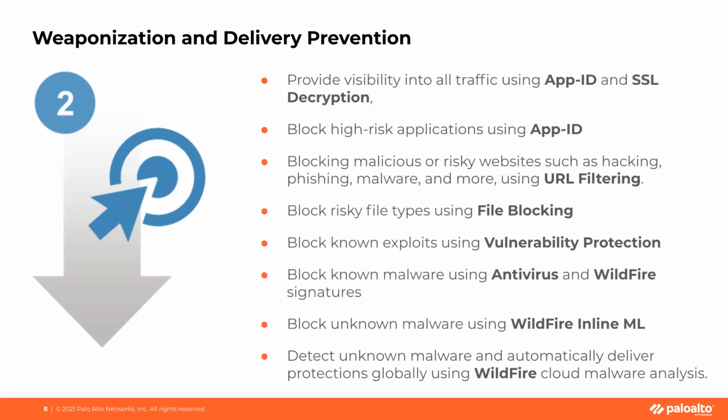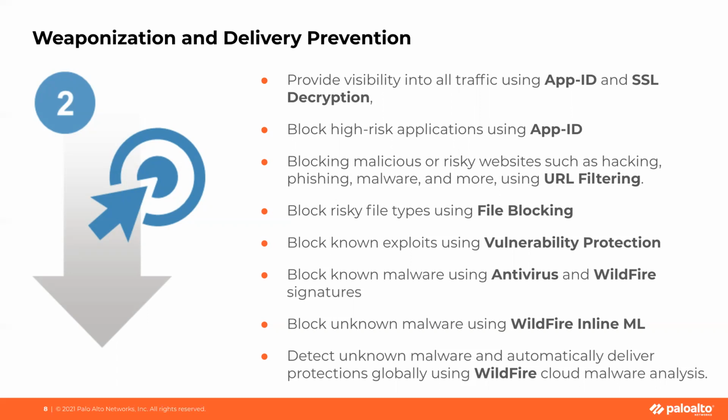There's quite a lot of different things we can do at this stage. For a start, visibility is very important. We want to provide visibility to all traffic by using app ID and SSL decryption. When it comes to visibility for app ID, that more or less comes out of the box. Even if app ID is not used in security policies, the traffic will still be visible, the logs will still show, and the reports will still show the actual applications being used.